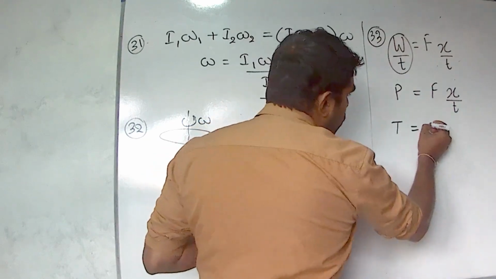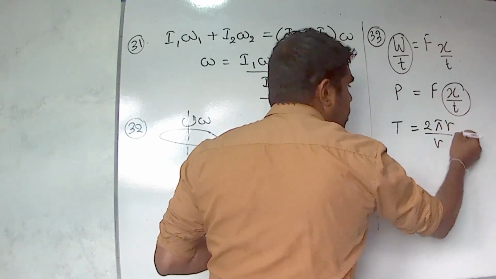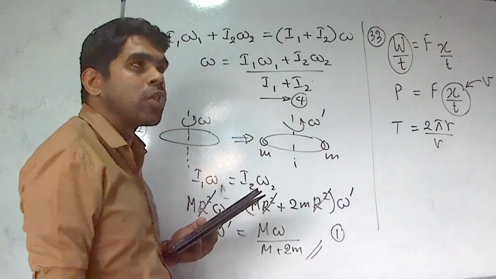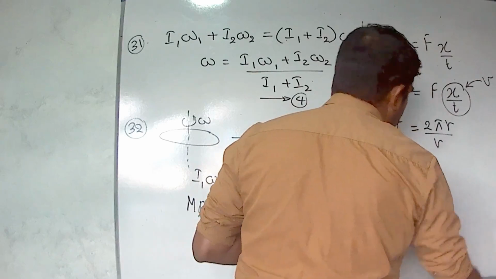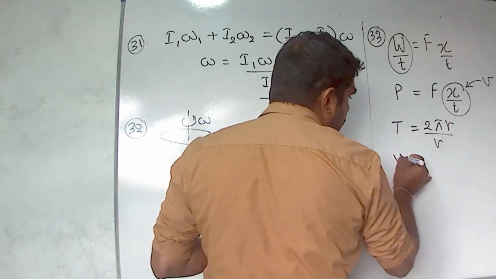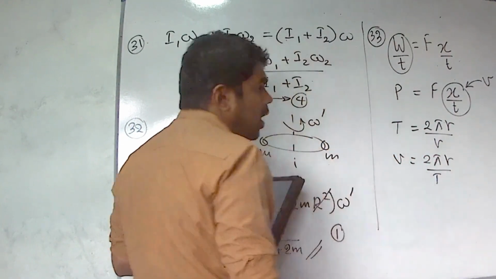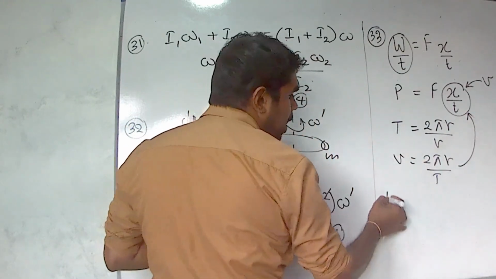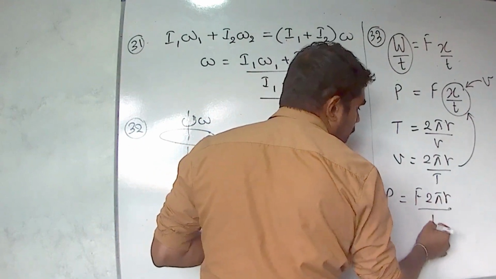It is equal to 2 pi r divided by velocity. This one is the velocity or speed. We can consider it as speed because the direction is always changing. We can make v, the speed, the subject of this equation. V equals 2 pi r divided by T. Then we can substitute the v value into the power equation. Then power equals force into 2 pi r divided by T.